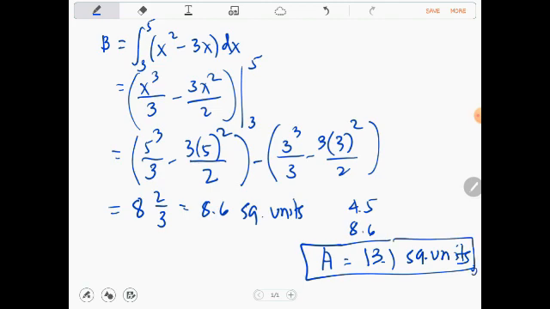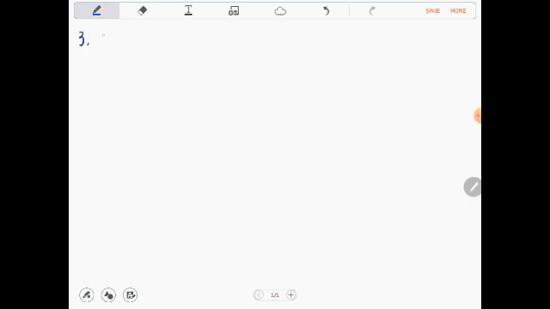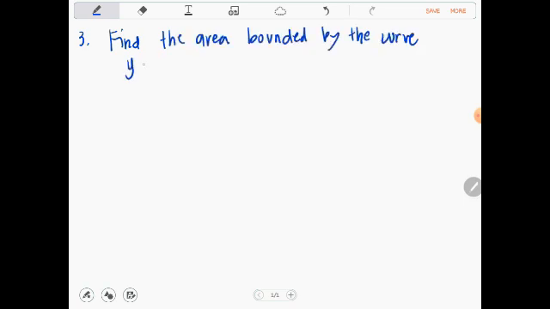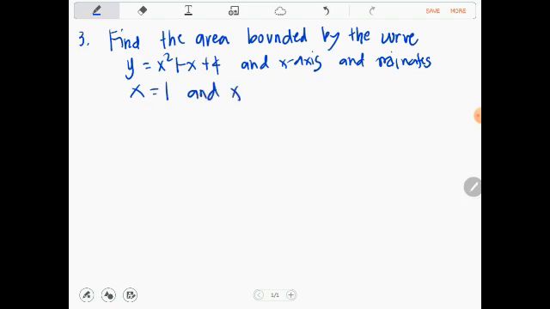Okay, next. For the last problem, number 3, find the area bounded by the curve. So, ang atin naman dito, ang equation is y is equals to x squared plus x plus 4, and the x-axis and ordinates is equals to x is equals to 1 and x is equals to 3. So, if we set y is equals to 0, makakakuha tayo ng equation that is 0 is equals to x squared plus x plus 4.